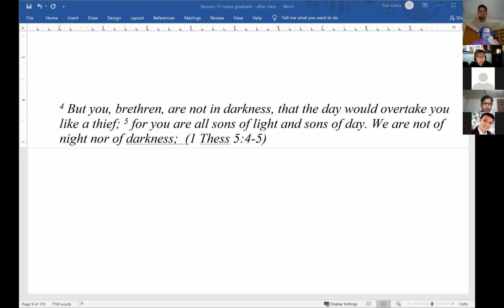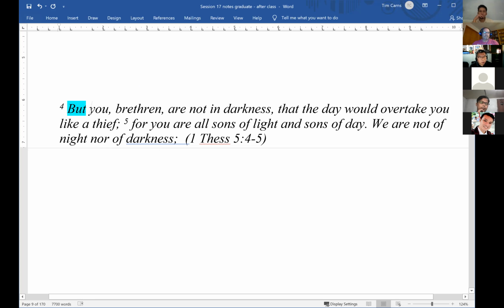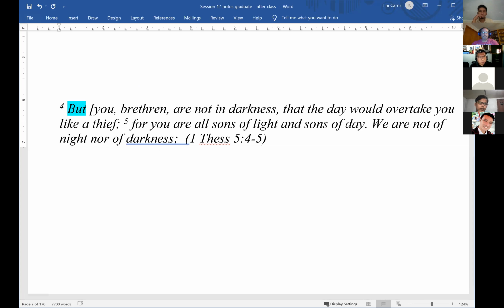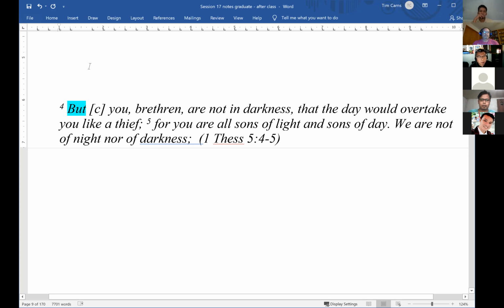Conjunctions are "but." All right, and go ahead and tell me as you find them what kind it is. "But" is a part of the envoy, so it's a coordinating conjunction. Okay, good.